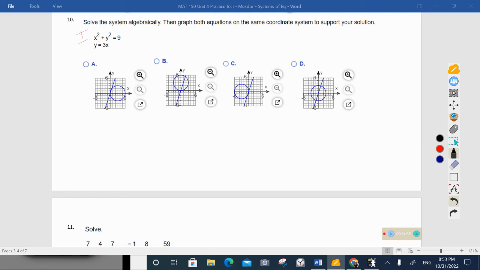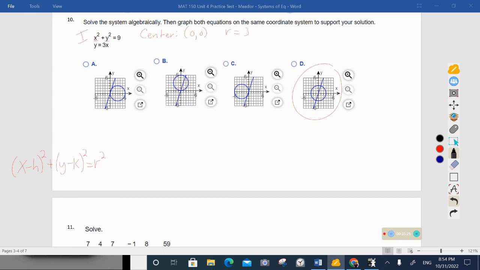It's a circle that has a center of 0, 0, because there's nothing attached to x and nothing attached to y, like x plus 2 quantity squared or something like that. And the radius is 3, because remember the standard form of a circle is x minus h quantity squared plus y minus k quantity squared equals the radius squared. So everything is squared even though it's a circle. Since nothing is up here with x or y, the center is 0, 0, and r squared is 9, therefore r is 3. So I'm looking for a circle that has a center of 0, 0. The only one that has that is this one.